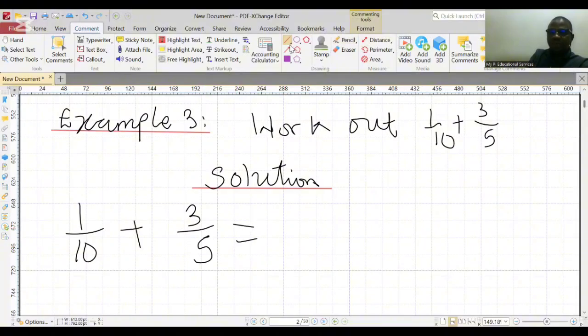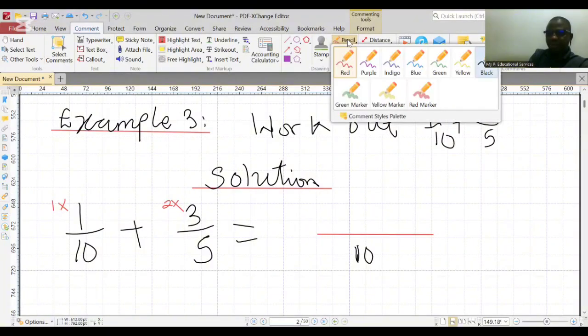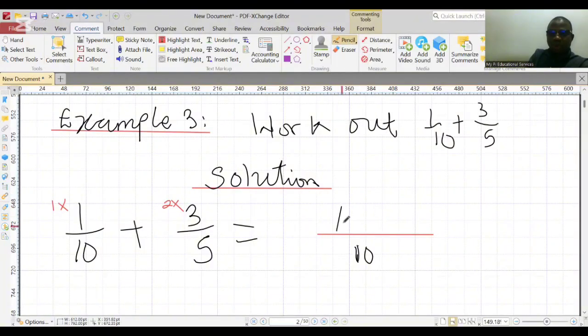The first thing we need to do is find the LCM of the denominators. That is the LCM of 10 and 5. That will give you 10. After that, you do 10 divided by 10. That will be 1. Then you multiply your 1 by 1. The same thing will be applicable to the next fraction. 10 divided by 5. That will give you 2. Then you multiply the 2 by 3. So 1 times 1 will give you 1, plus 2 times 3, that will give you 6. So finally we have 1 plus 6, that will be 7 out of 10.